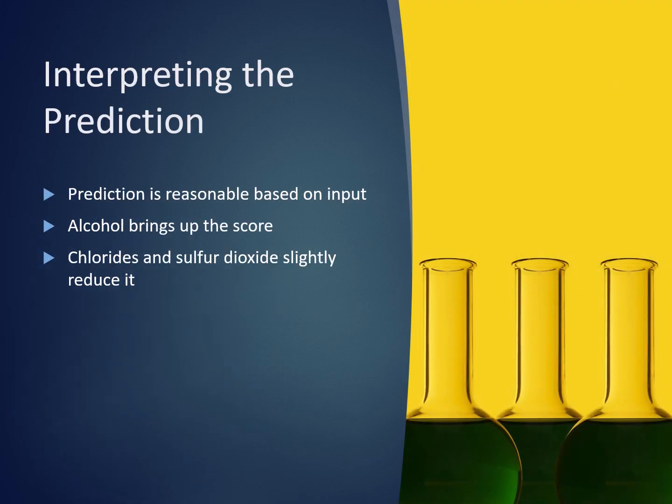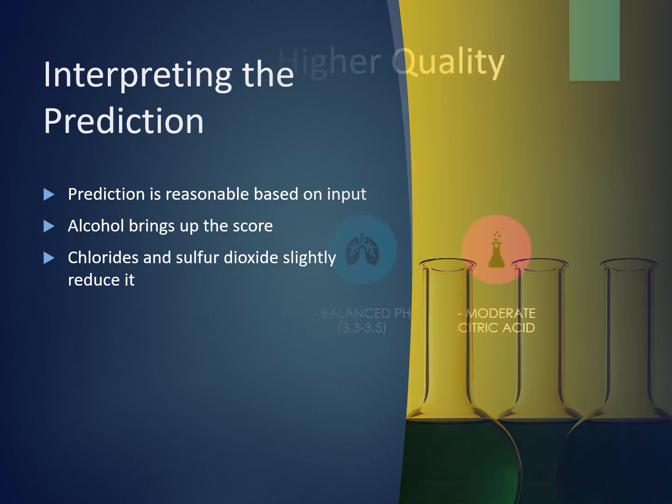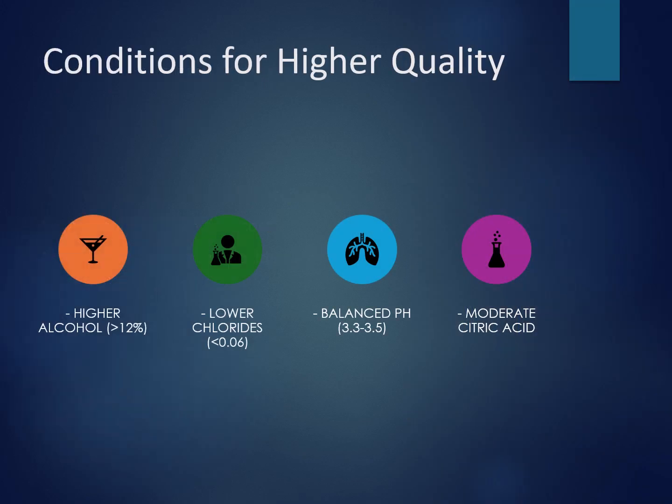Here the prediction is reasonable based on the input, where alcohol brings up the score and chlorides and sulfur dioxide slightly reduce it. To achieve high quality, our analysis recommends low chloride levels, which prevent saltiness, higher alcohol levels, which enhance body, and a balanced pH near 3.3 to 3.5 for optimal taste and preservation. Citric acid should be moderate, not too high, to avoid sourness.